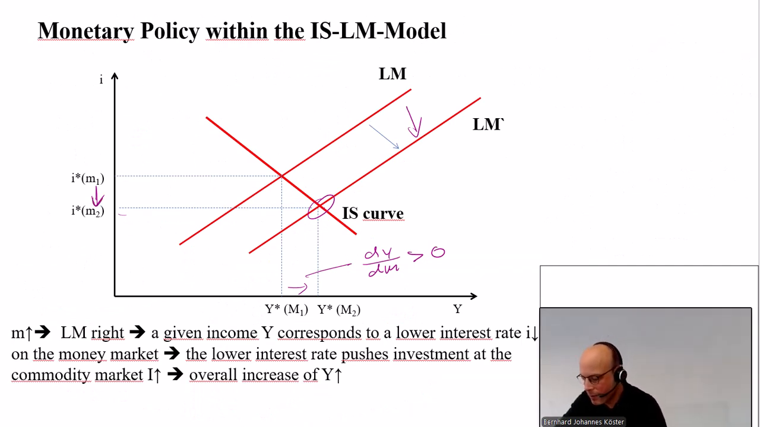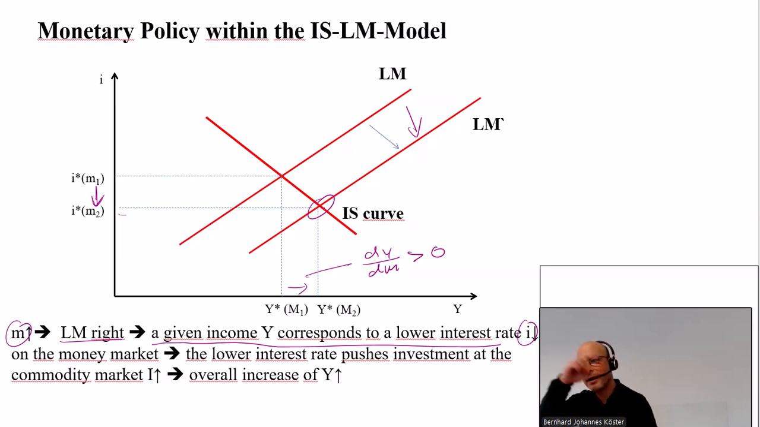And here, downward, then again, I gave you the general qualitative argumentation. What happens within our economy? Well, if M increases, I get the right shift of LM. This means that a given income now corresponds to a lower interest rate. So I obtain a lowering of interest rates in my overall economy from the money market side.